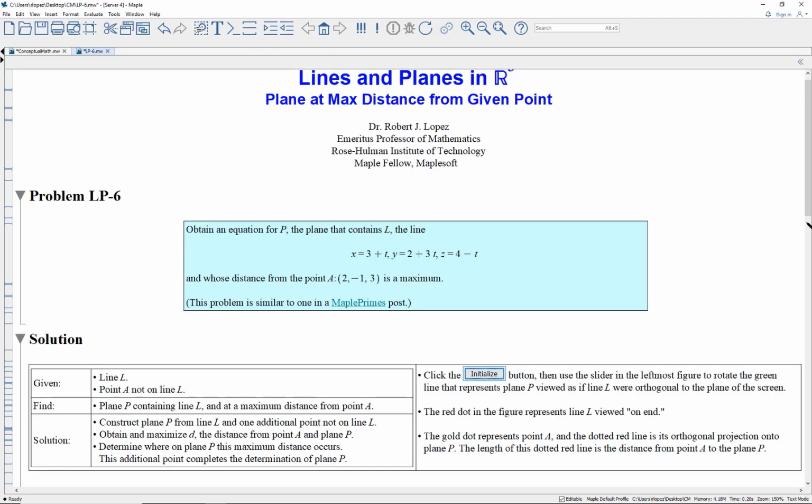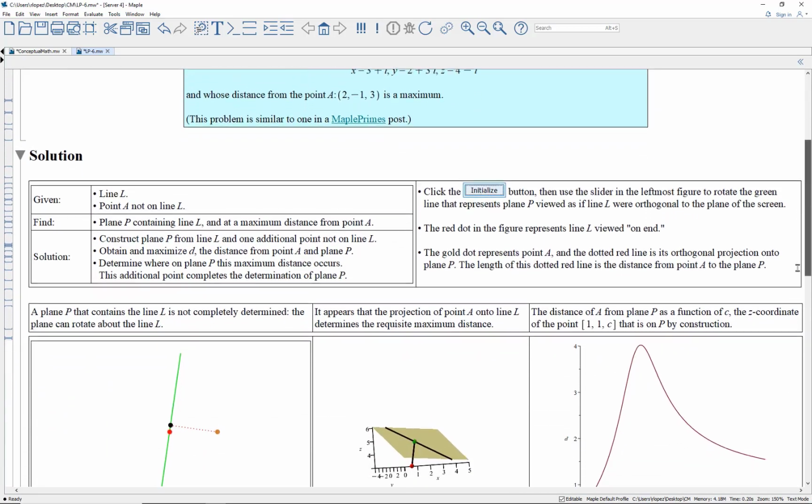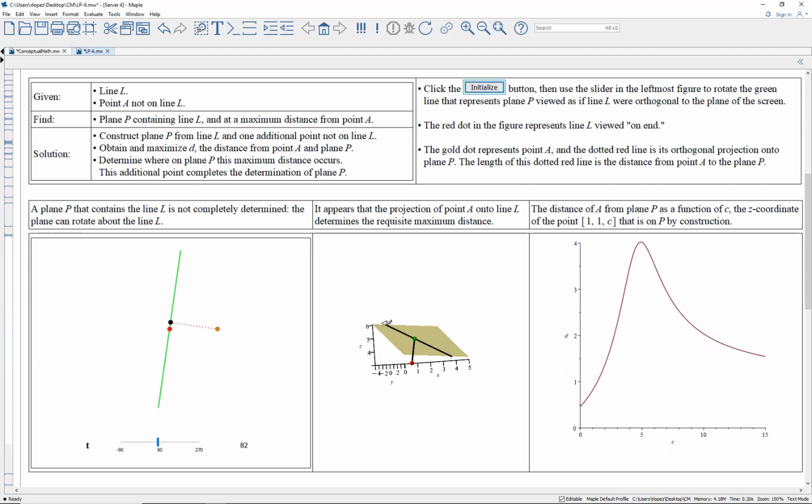Well, here's some figures over here that I sketched and found useful. That red dot represents the line, the given line. It's drawn perpendicular to the plane of the screen. Now, the plane that contains that line is also looked at on edge. And that's this green line. It's the edge of the plane, a finite part of the plane. Now, this is point A. That gold dot is point A. And the dotted red line represents the distance from A to the plane.